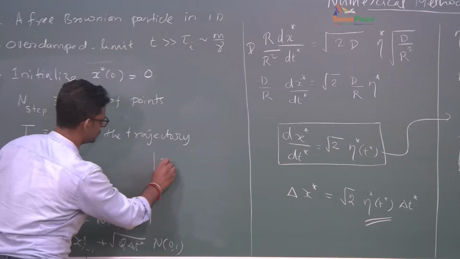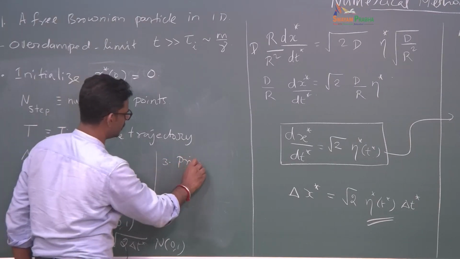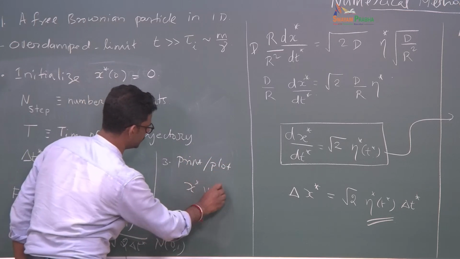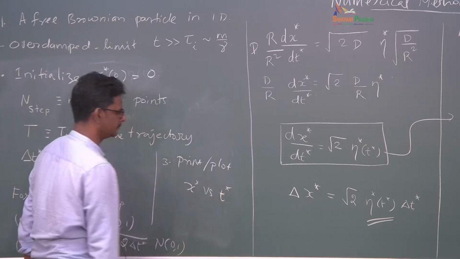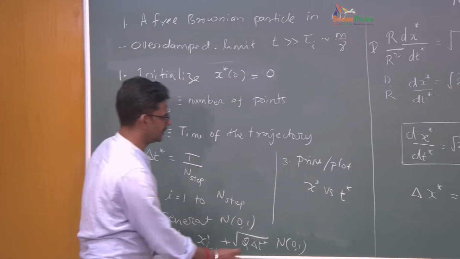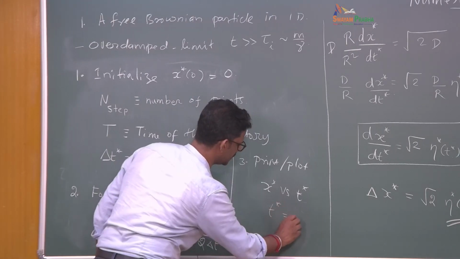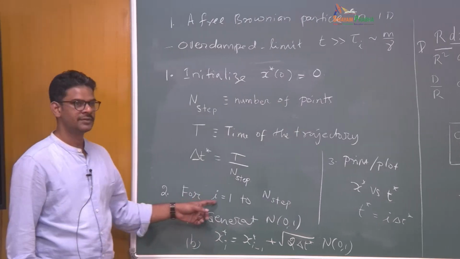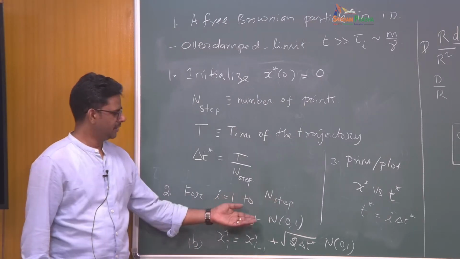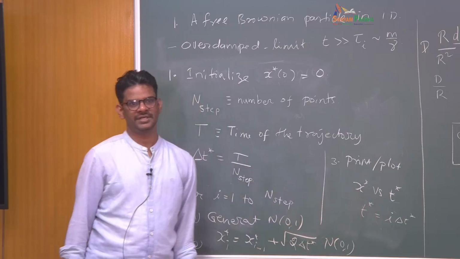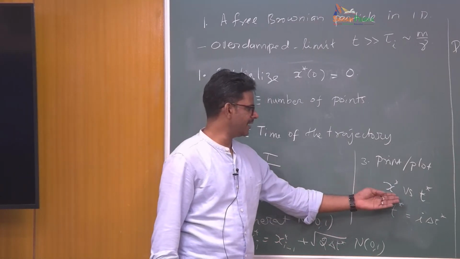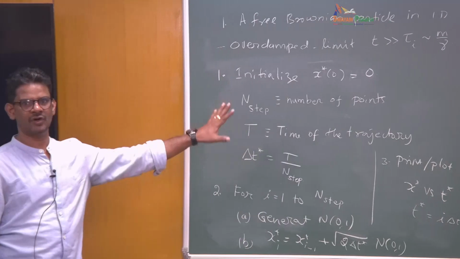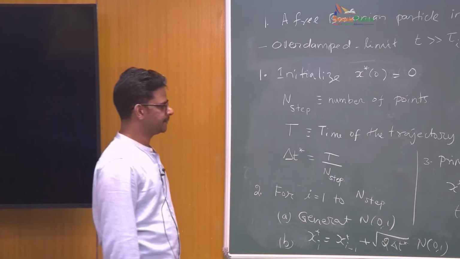So step 3 is either you print it or you plot x versus t. And what is t? t is nothing but i times delta t. So inside this loop, when you go from i equals 1 to n, you can update your time as i times delta t. Okay, so you would have created data giving a corresponding position for every given time. Again, we are doing it all in non-dimensional units.